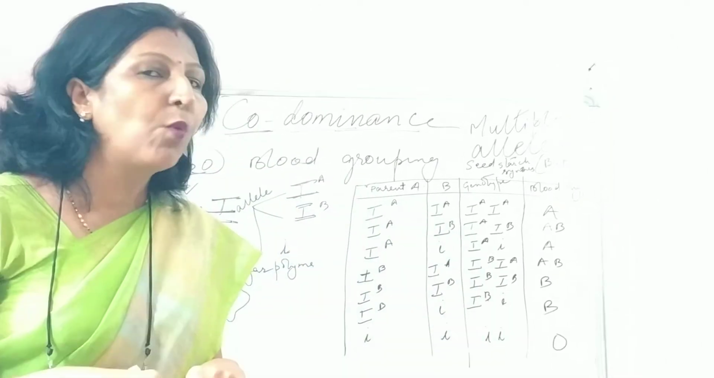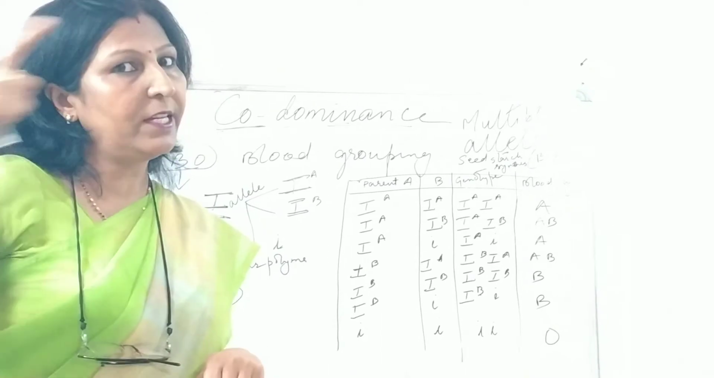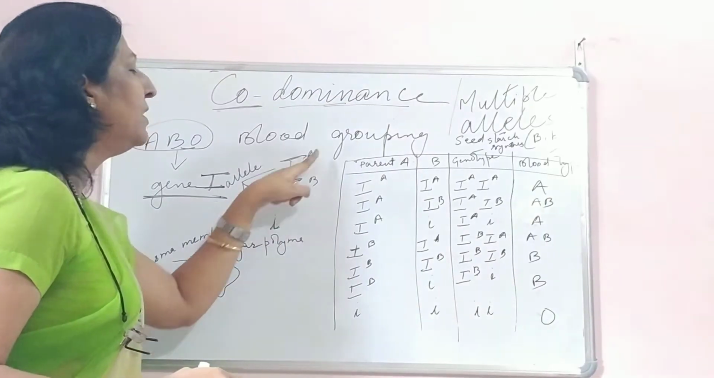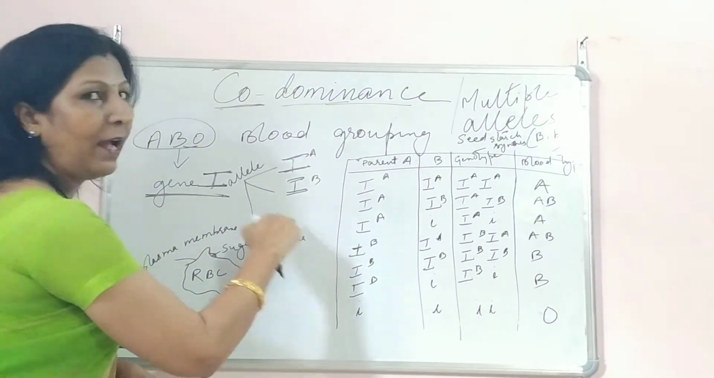Normally, suppose for height, what do we have? We have only two alleles, capital T and small t. So here this capital I, ABO blood grouping, has got three alleles. It is IA, IB and small i.